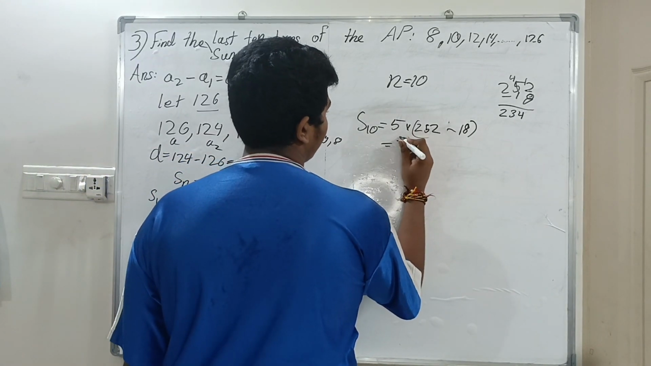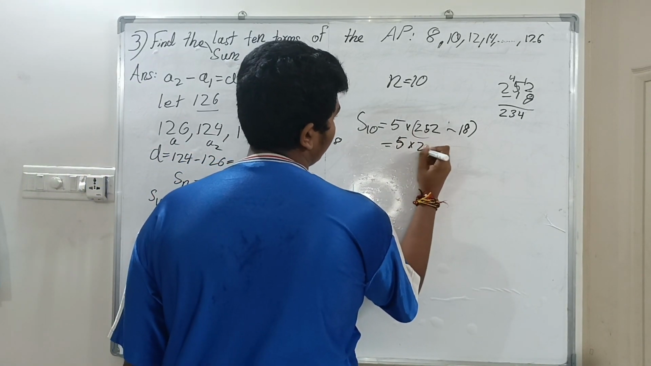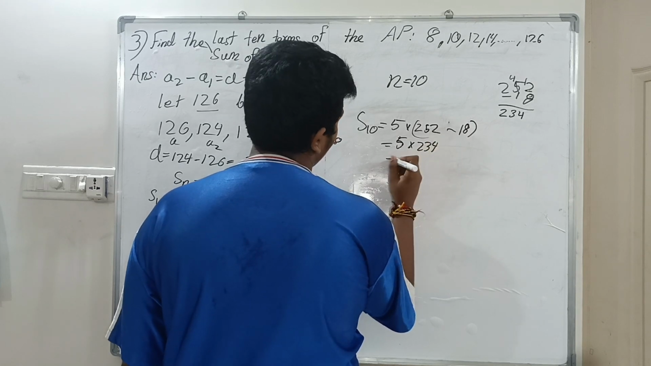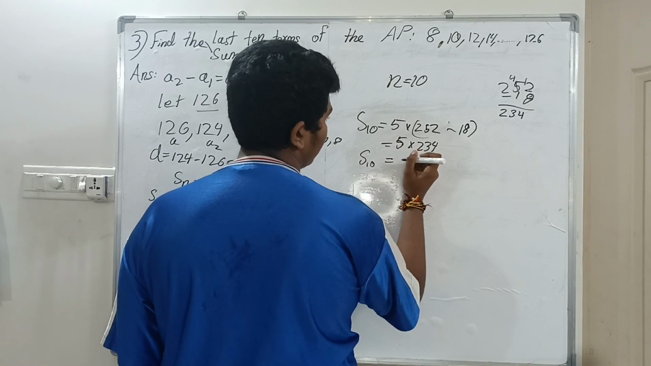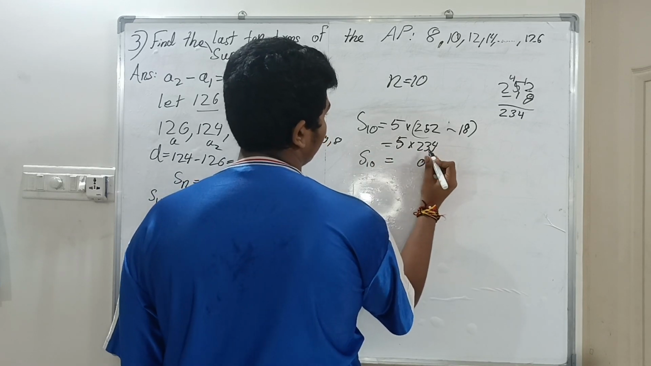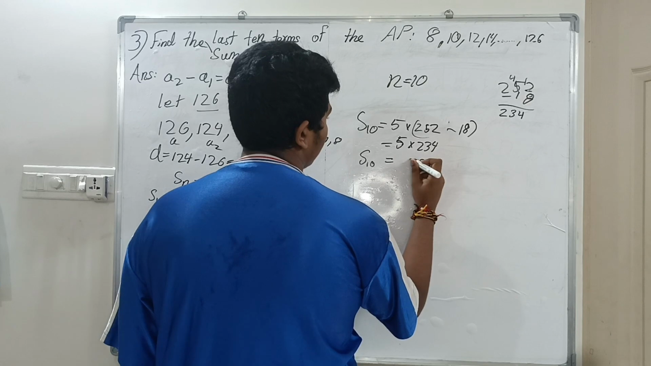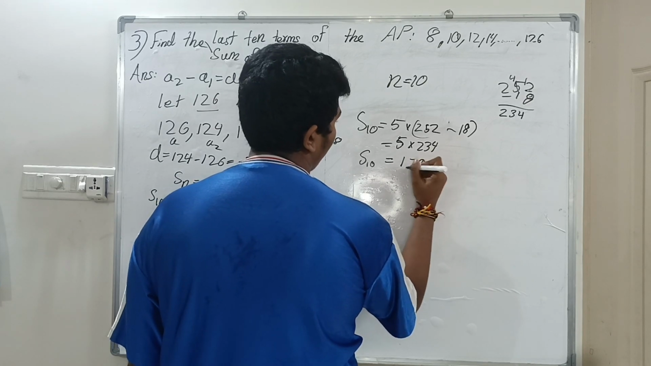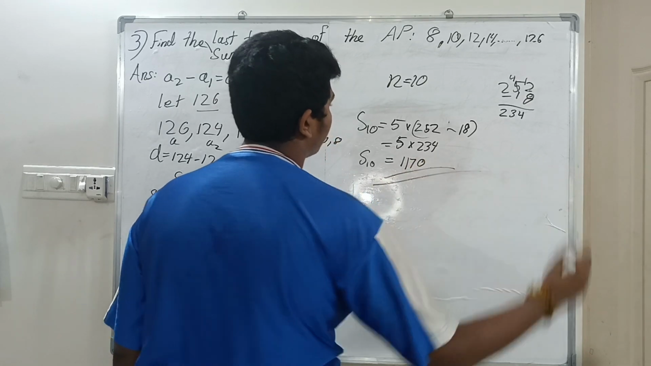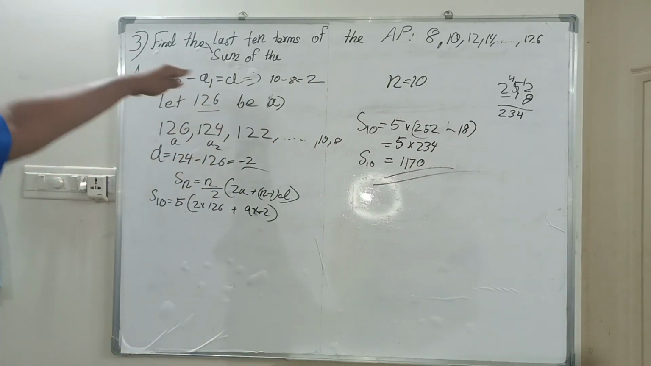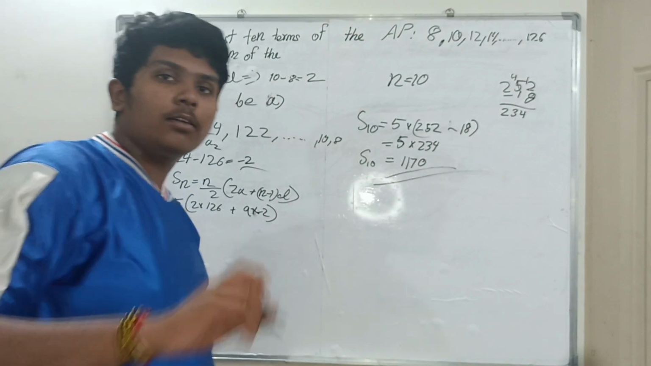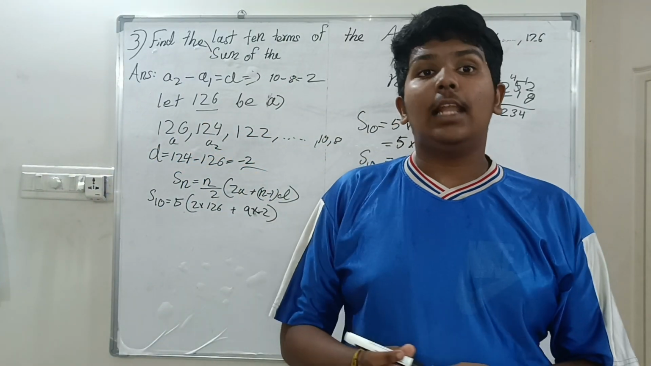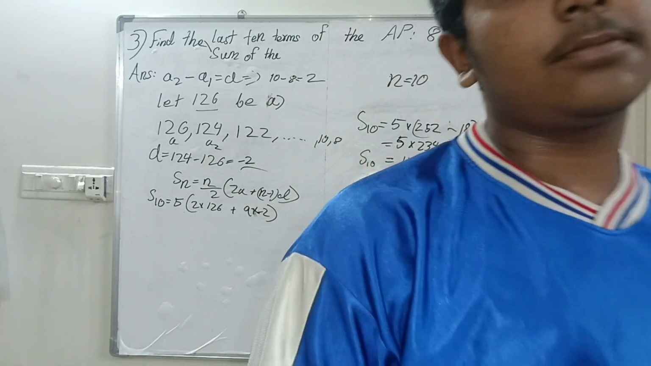So 5 into 234, which will give you S10 is equal to 20, we will do this 7, 1170. Hence the sum of the last 10 terms of the AP is 1170. Now the next question.